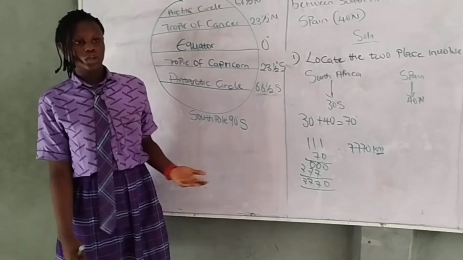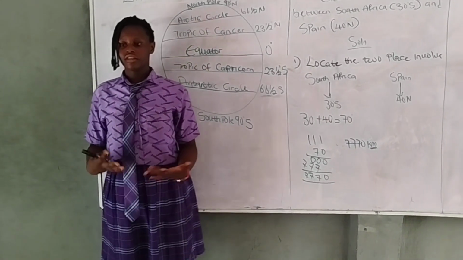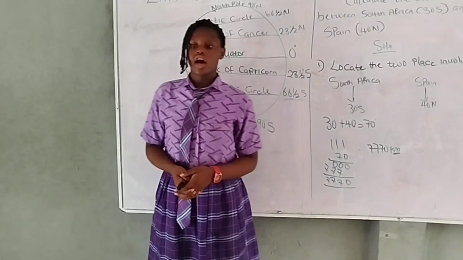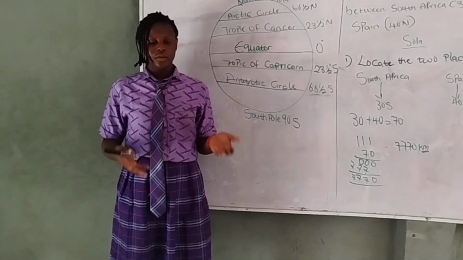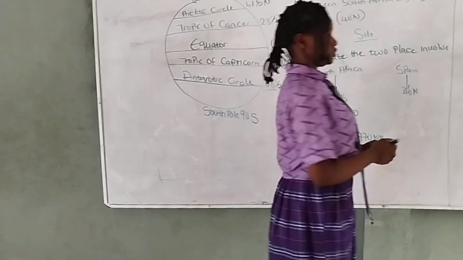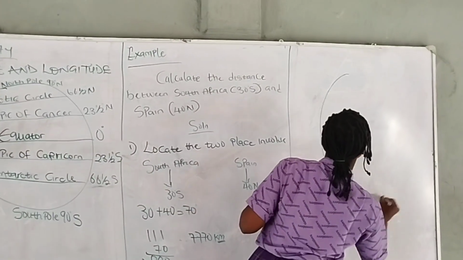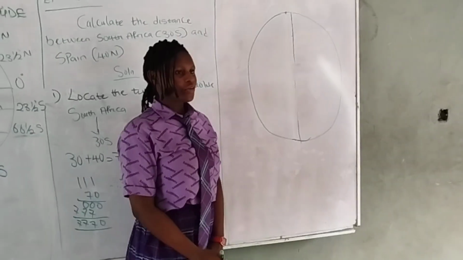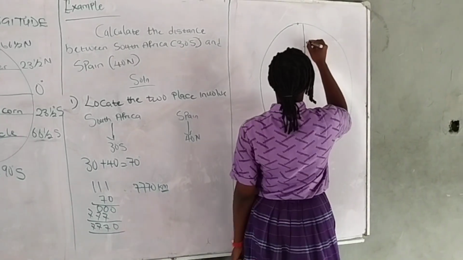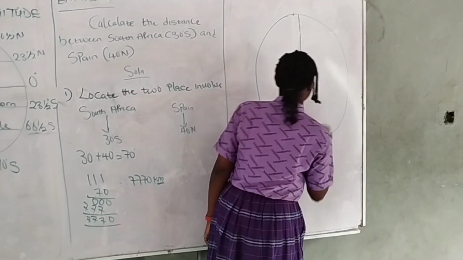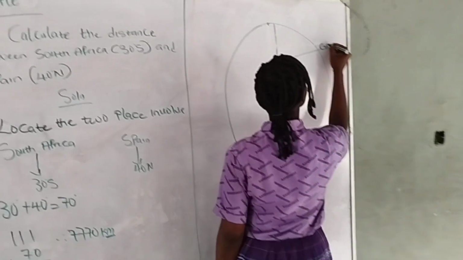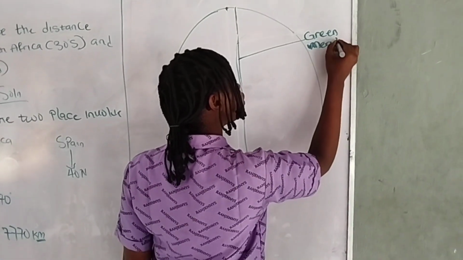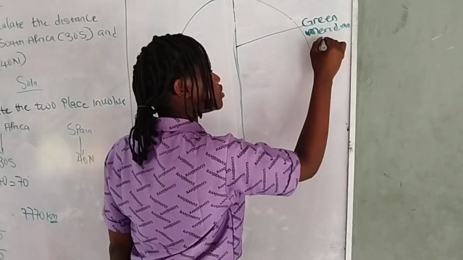Now, moving on to longitude. Longitude is an imaginary line drawn on the globe, running from north to south at right angles to the parallels. Now we have the important lines of longitude. Here is the Greenwich meridian, which is 0 degrees.